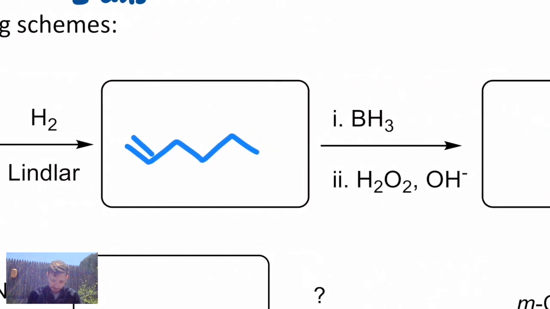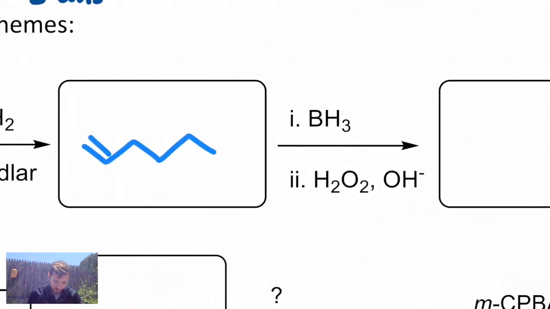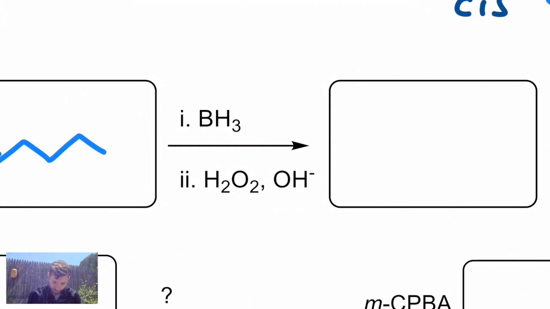Lastly, in this scheme, we're going to do a hydroboration. That's going to put an OH on the less substituted carbon and an H on the more substituted carbon. We're not even creating any stereocenters here, so we can just draw it. So I get a 6-carbon primary alcohol in the end.